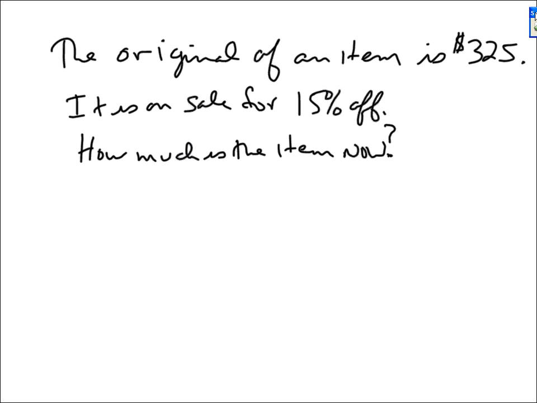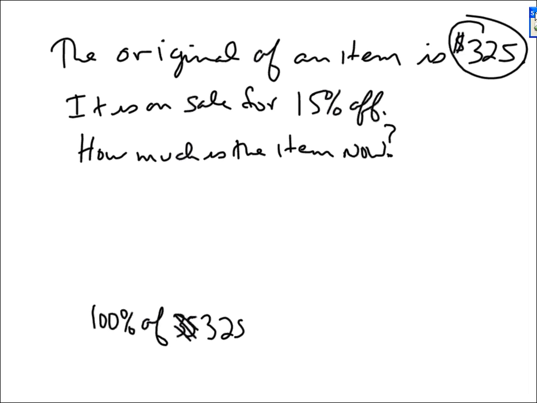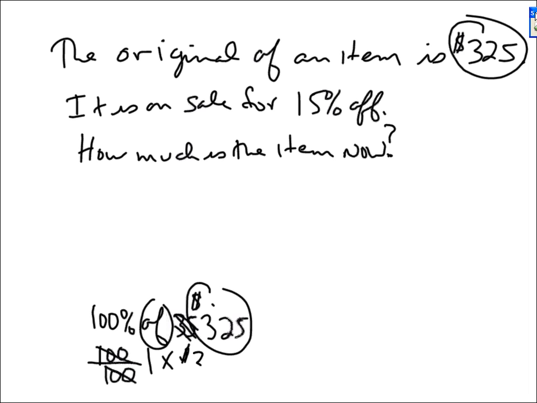Well, normally you pay 100% of $325. Now just for the record, 100% is 1. To convince you of that, 100 is 100. Percent means divide by 100. This number is just 1. Of is times, and $325. Well, 1 times anything is anything. So before there's a sale, you really do pay 100%.